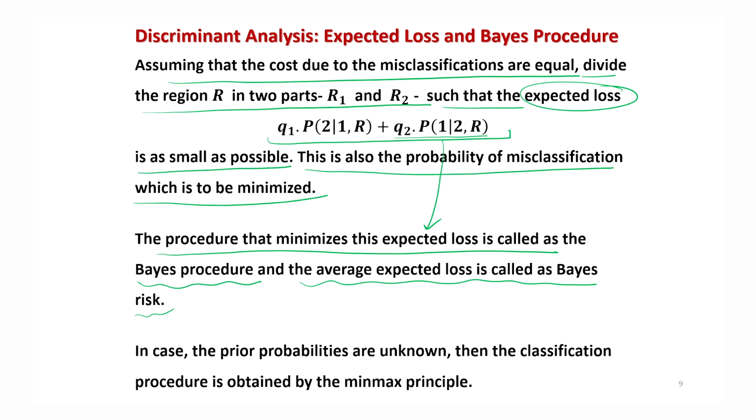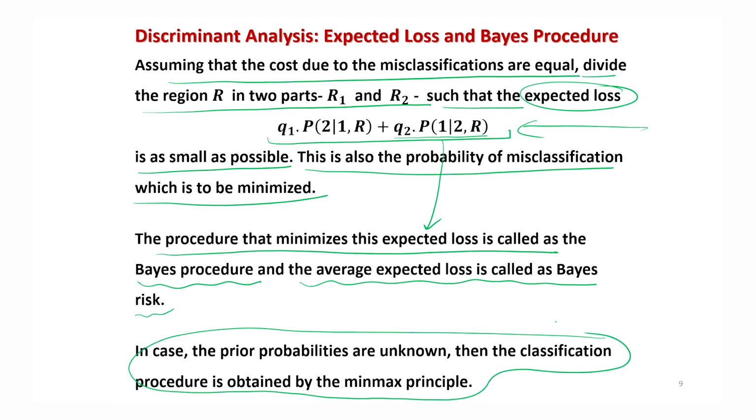So, the procedure which will minimize this expected loss is called the Bayes procedure, and the resulting expected loss is called the Bayes risk. Here we are assuming that Q1 and Q2 are known to us, but in case Q1 and Q2 are not known to us, then they can be obtained, and then we use the minimax principle also. But in the software, you will see later on that the software computes these probabilities, right?